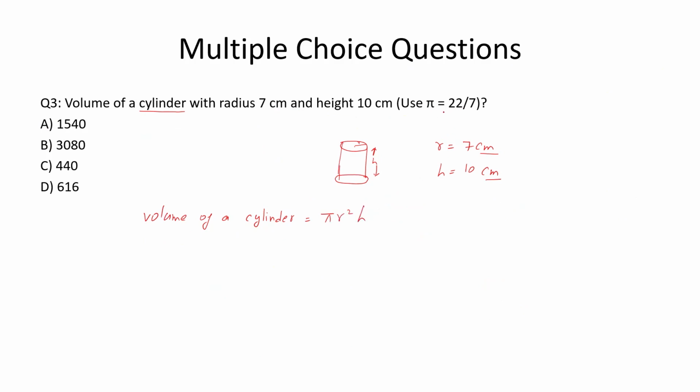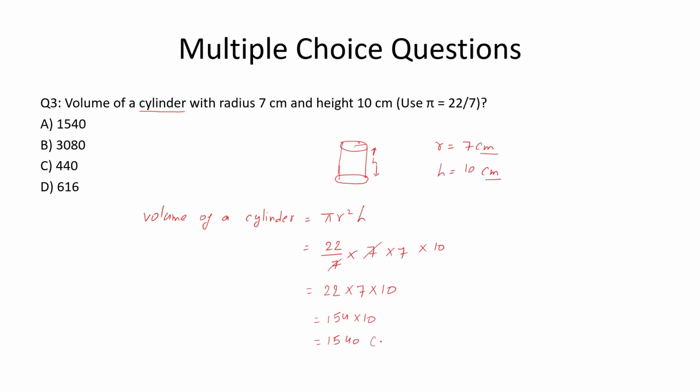In the question, pi is already given. It is 22 upon 7. R is 7 centimeter, so that is 7 into 7. And h is 10 centimeter. So one 7 gets cancelled, and you are left with 22 into 7 into 10. For this multiplication, let me use my calculator, otherwise it will take so much time. 22 into 7 is 154, into 10 gives you 1540.